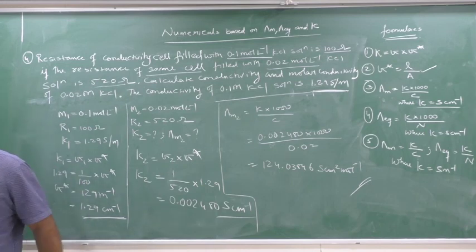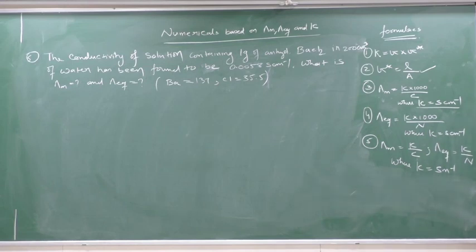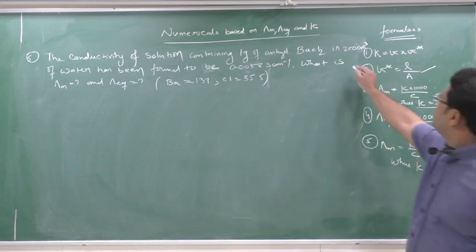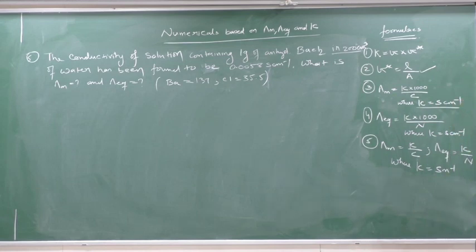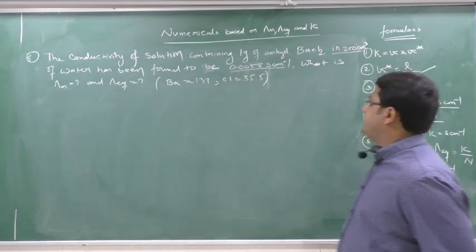Clear this part? Please copy it down. Now see here, we'll go with the last question. The conductivity of a solution containing 1 gram anhydrous BaCl2 in 200 centimeter cube of water has been found to be 0.0058 Siemens per centimeter. Means K they have given in terms of centimeter.